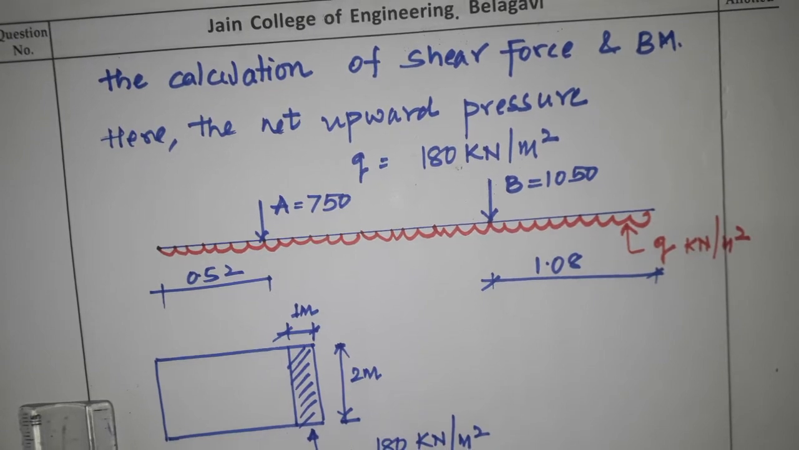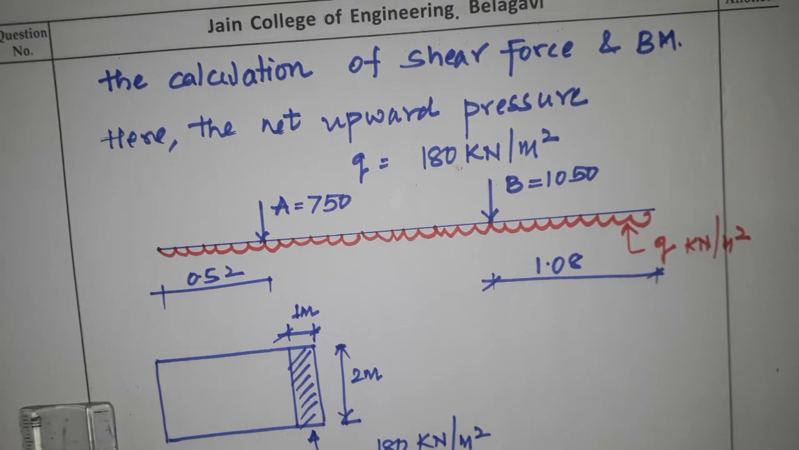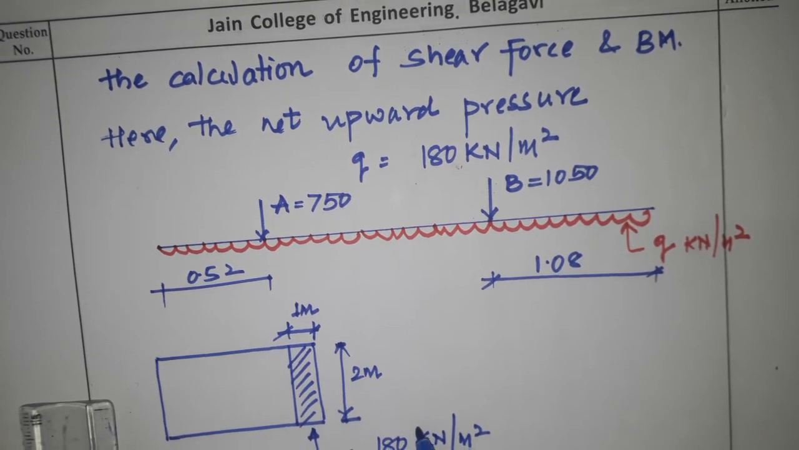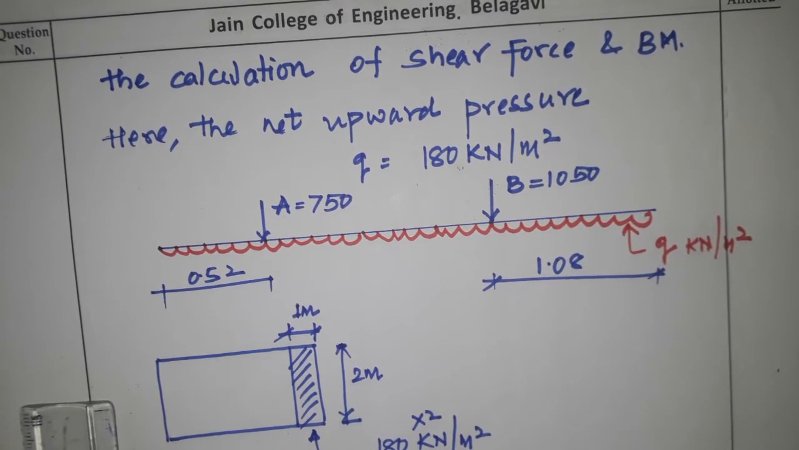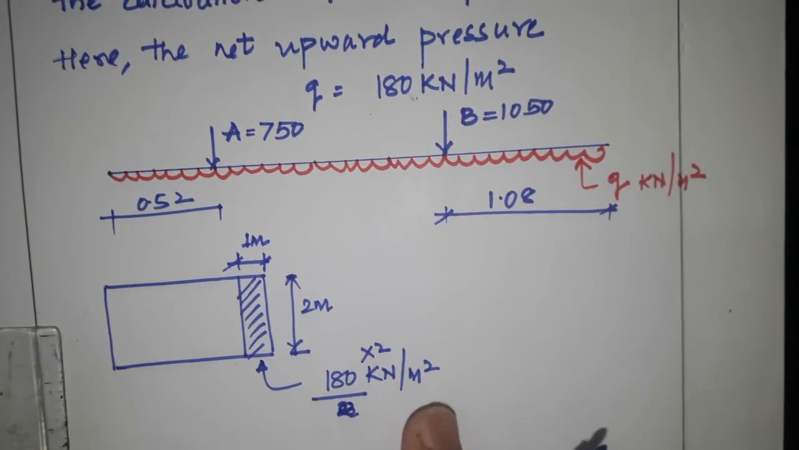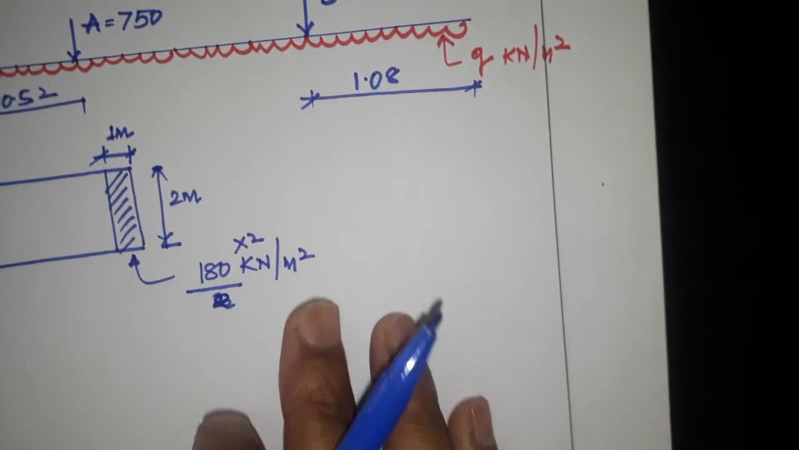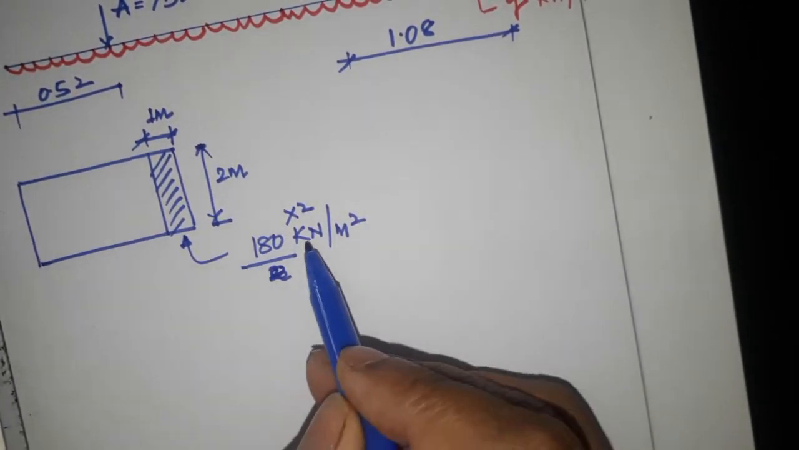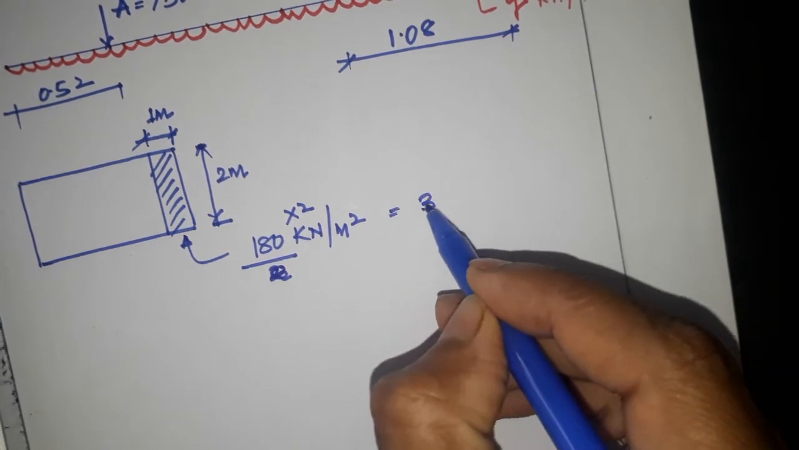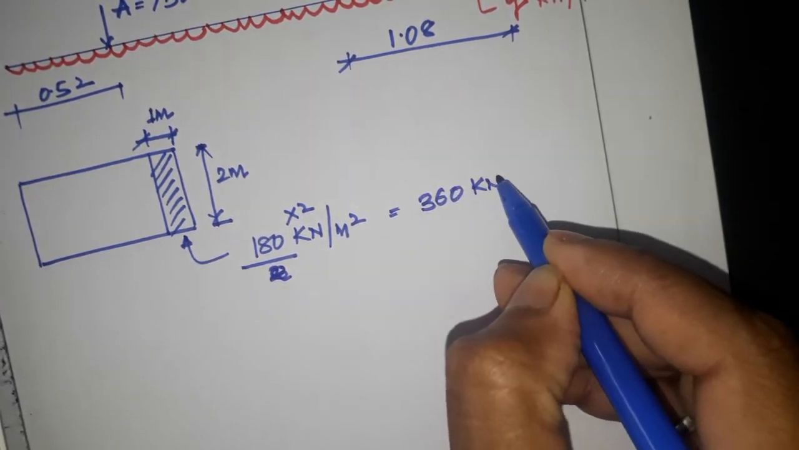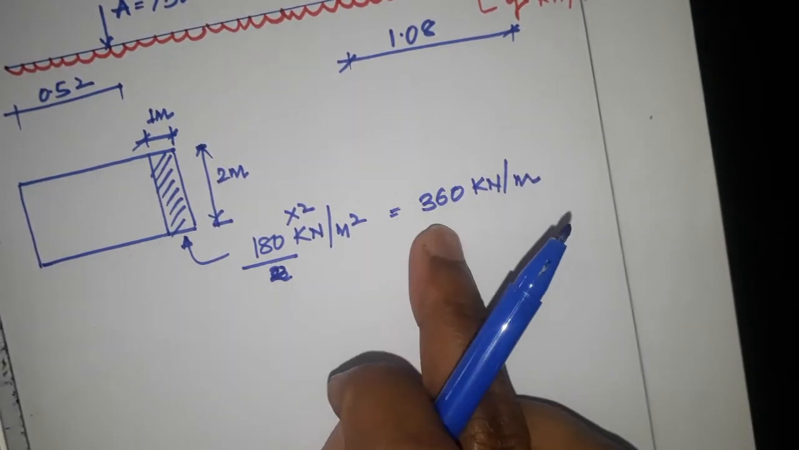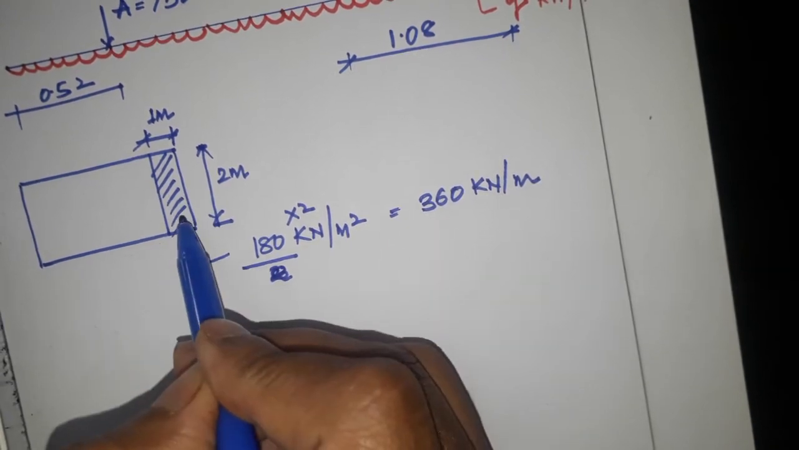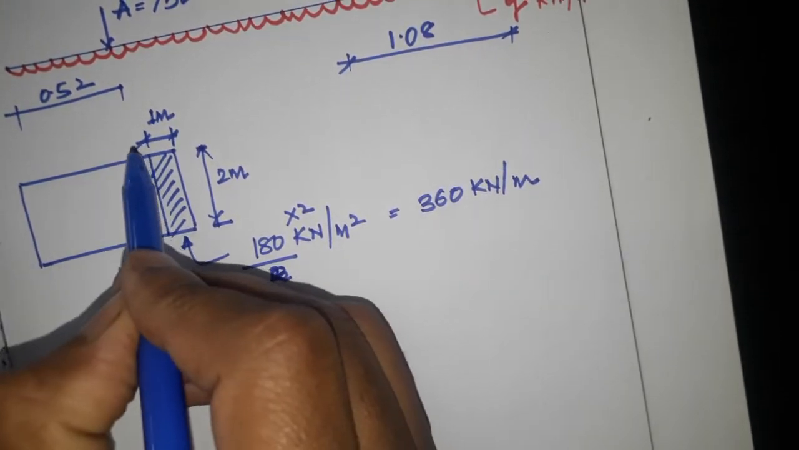Not divide by 2, sorry, here we have to multiply by 2, that is the width. Here we have to multiply 180 into 2, that is the width of the footing. So it will be how much? 360 kilonewton per meter. Means 360 kilonewton per meter strip.